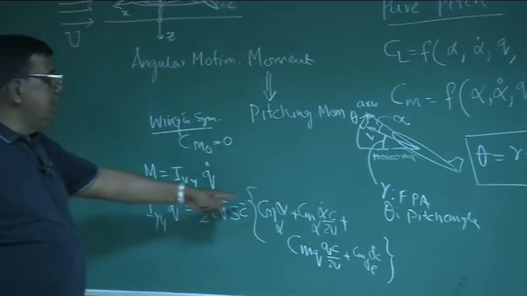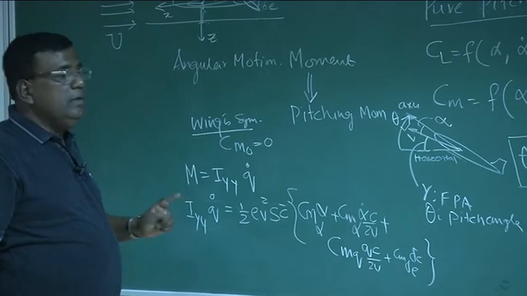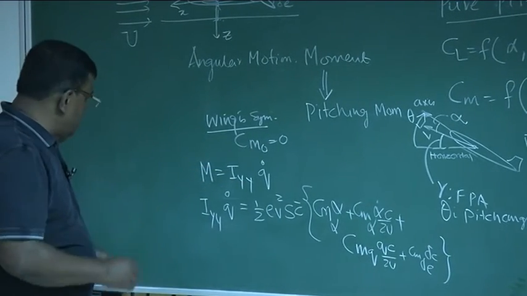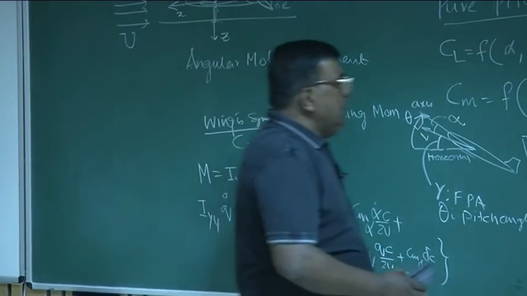Correct? Note that here I have put Cm naught as 0 only for algebraic simplicity. You can keep Cm naught and go on doing your analysis. So let me erase this part.